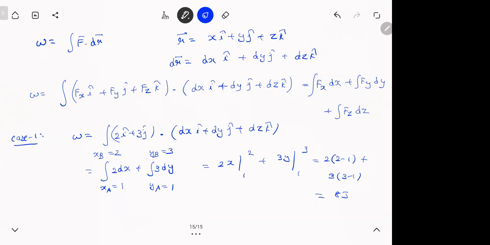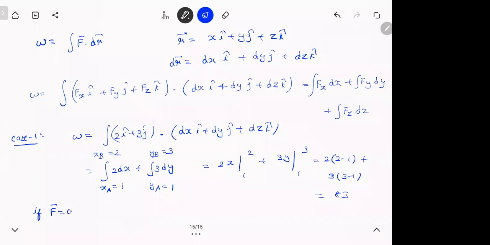Now, in the second problem, what will change? This will be x i cap, y j cap. And this will become x dx and y dy. So the integrals will give x square by 2 and y square by 2. That's how it will change. This problem could also have been done like this.